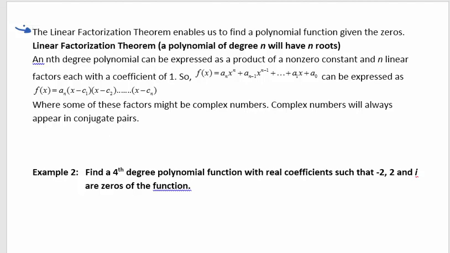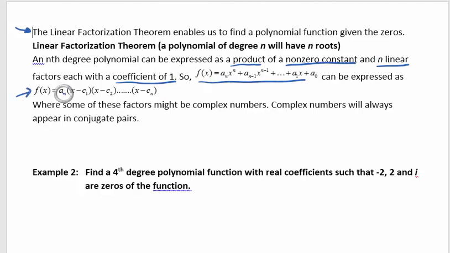The linear factorization theorem: a polynomial of degree n will have n roots. We already knew that. So an nth degree polynomial can be expressed as a product of a non-zero constant. So we're going to take the product, meaning we're going to multiply a non-zero constant with however many linear factors we have. You know, if we're talking about a 4th degree polynomial, we'll have 4 factors then. Each of these factors is going to have a leading coefficient of 1.